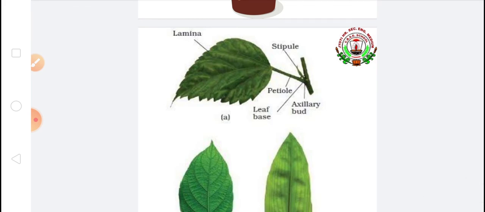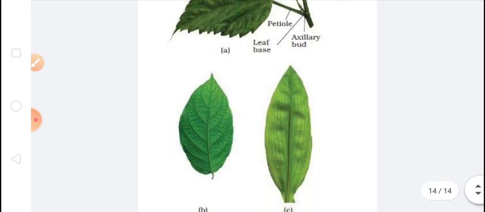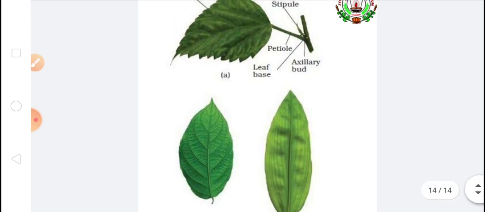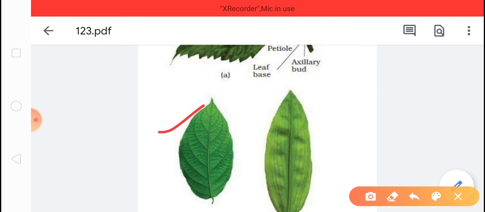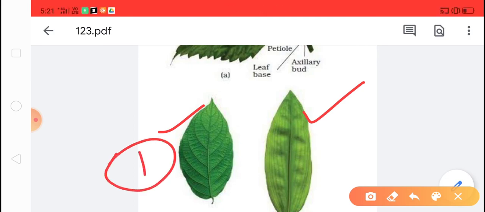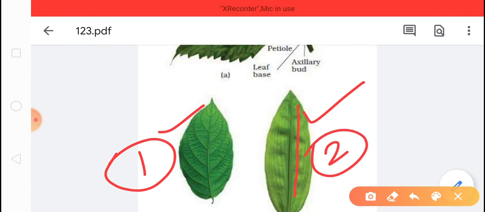Here we have studied venation. Leaves have reticulate venation and parallel venation. Reticulate means the veins of the leaf make a network, and such kind of venation is called reticulate venation. When the veins of the leaf run parallel to each other, such kind of venation is called parallel venation. So we have studied all these things in this lesson.